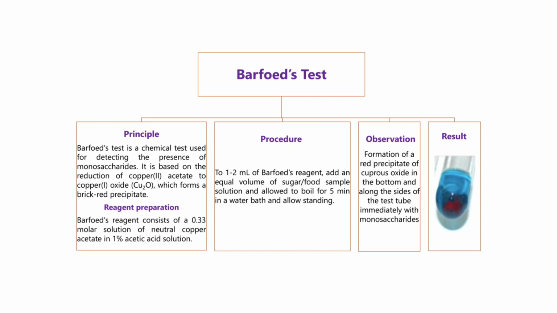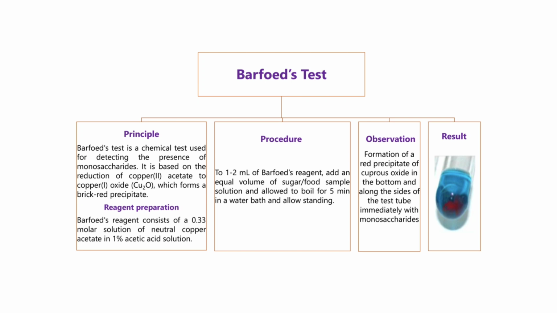The next test following Fehling's is the Barfoed test. The preparation of the Barfoed reagent is given here. The principle of Barfoed test is that the reducing sugar will reduce the copper acetate to copper 1 oxide, which forms a brick red precipitate.